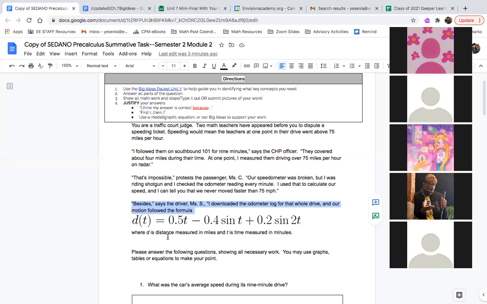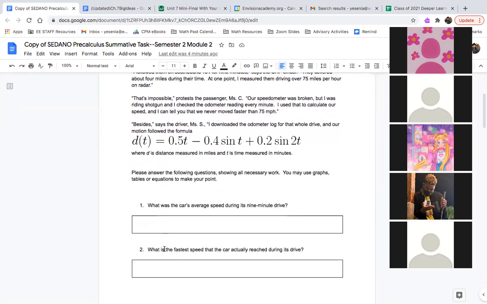Keep in mind that D is distance measured in miles and T is measured in minutes. That's why, when we were in class, we had to multiply whatever answer we got by 60, because we want to convert it into miles per hour. Otherwise we won't be able to compare whether or not they were speeding or going above 75 miles per hour. So that's just a little background of the task, to remind you.